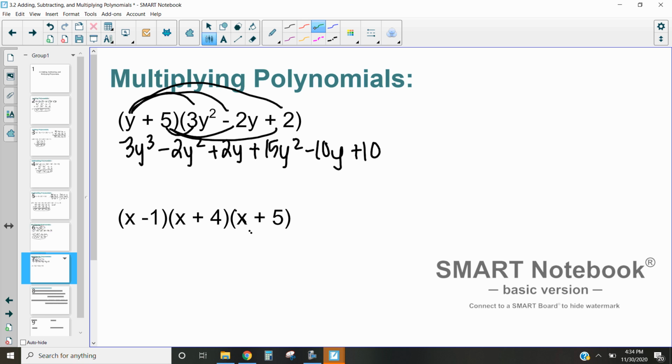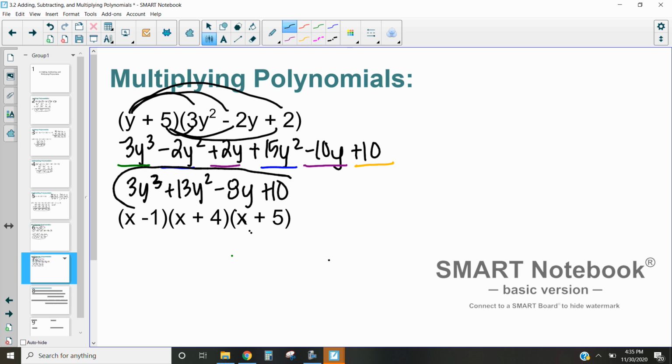Okay, then we need to identify which ones are alike. So we've got 1y cubed. I've got 2y squareds. I've got 2 y's, and I've got 1 constant. So then we want to combine those ones. So I still have my 3y cubed here. I've got negative 2y squared plus 15y squared, which is plus 13y squared. And then I've got my two purple ones: 2 minus 10 is negative 8y. And then lastly, we have our plus 10. Fantastic.